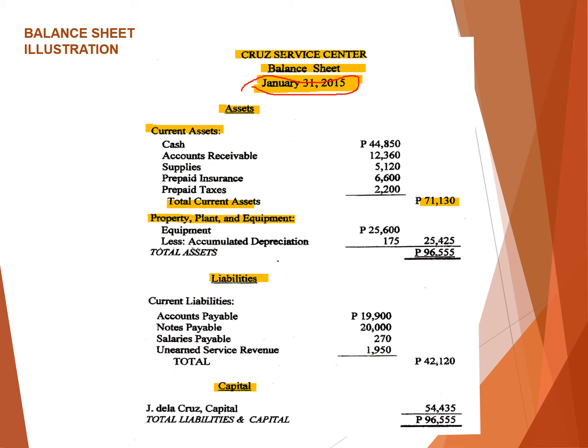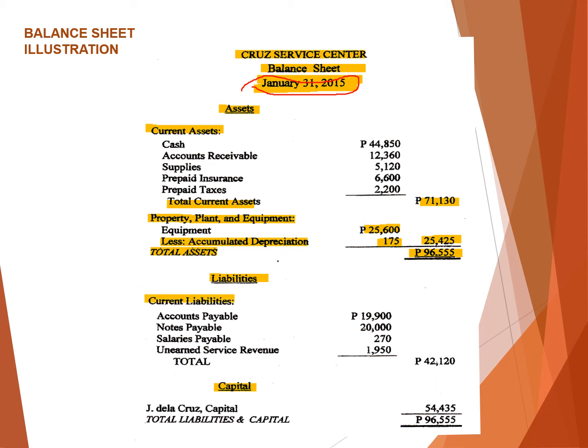And then after that, you have to deduct or less the accumulated depreciation. So that's why this is 25,600 less 175. So that is 25,425. And then the total of property, plant, and equipment or non-current asset is added to the total of current assets to get the total assets. And that is 96,555.